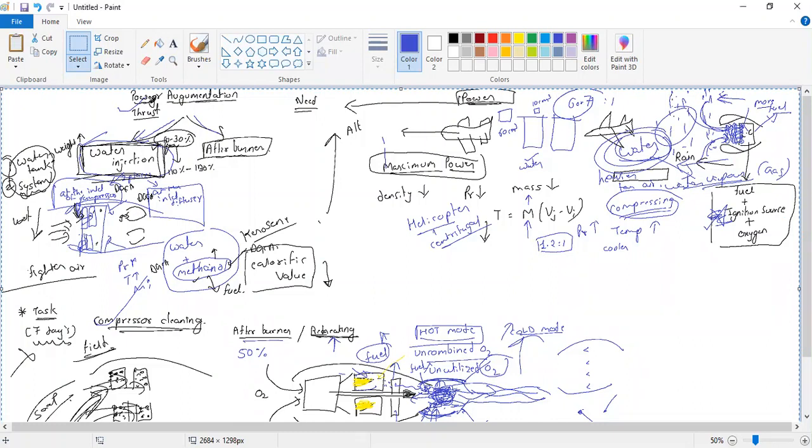Sir, instead of water, can we put liquid oxygen? Liquid oxygen, no beta. See, the main reason we are using water is to lower the temperature and increase the mass. If you put liquid oxygen, it will become a rocket. Another thing is, liquid oxygen is a cryogenic liquid, beta. Cryogenic liquid means that to convert it into a liquid state, you need to reduce the temperature to a very low value, around minus 273.